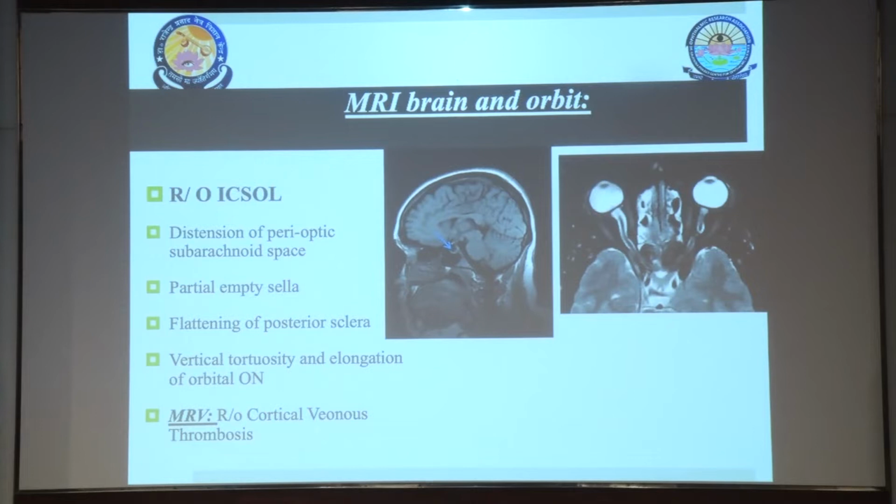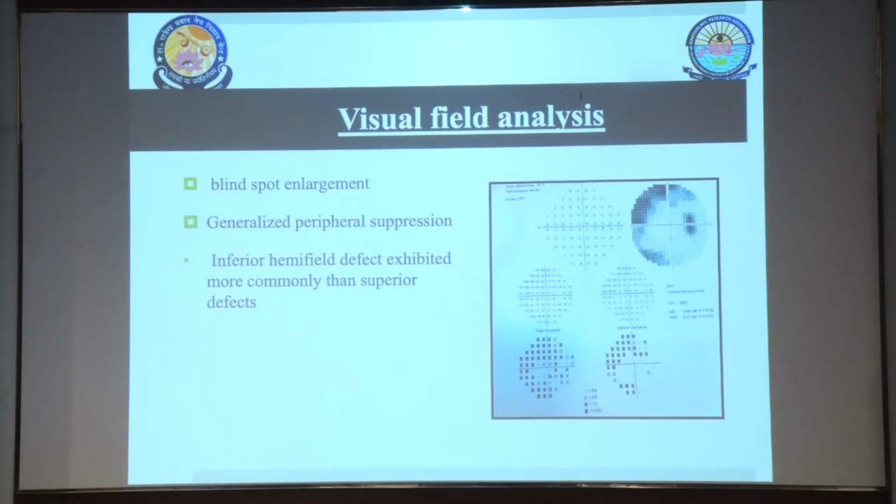Then there are subtle signs in the form of distension of perioptic subarachnoid space, partially empty sella, flattening of posterior sclera, and tortuosity and elongation of the orbital part of the optic nerve. MRI should be done whenever indicated to rule out cortical venous thrombosis. You can also do visual field analysis, which will show enlargement of blind spot or generalized peripheral suppression in cases of IIH.